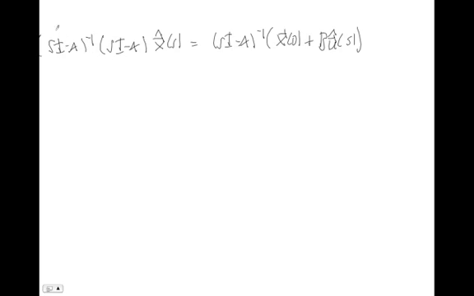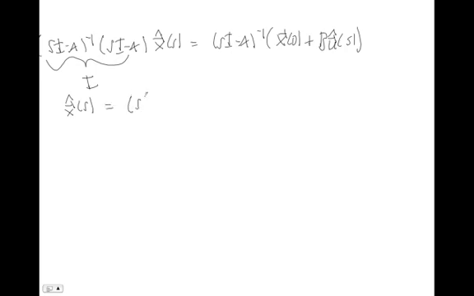So now when I take any matrix times its inverse, I get the identity matrix. So this whole thing here just becomes the identity matrix. But when I take a vector times the identity matrix, I just get that vector back. So this whole thing just becomes x hat of s, and that equals this thing here.